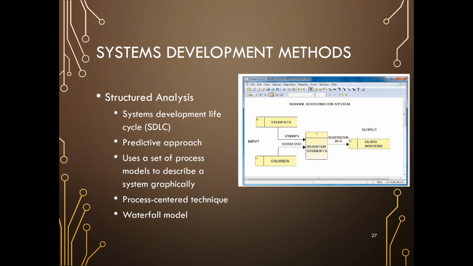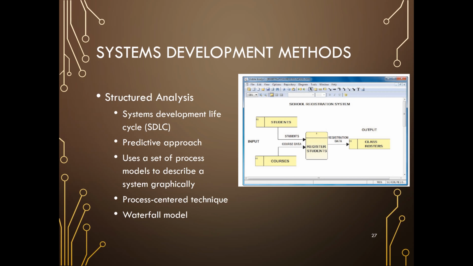With this kind of method, we do everything step by step as a cycle. And when we reach the last step of the cycle and we want to have a further version of the software, we start the next cycle. That's why we call it development life cycle. This kind of structured analysis is a predictive approach because you know what will happen next.